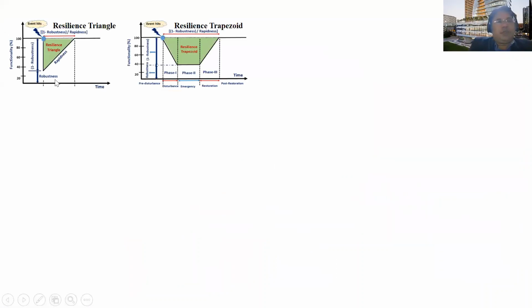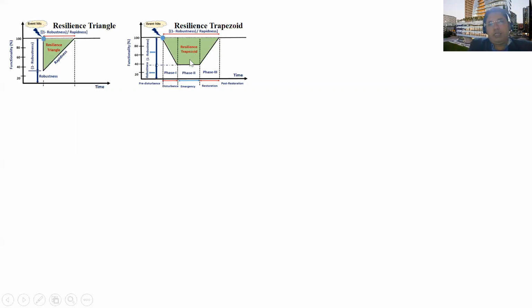Moving to my next slide. Several authors have developed their resilience statistics in different forms, like triangular form and trapezoidal form. One author described the functionality level in terms of robustness and rapidness. Once the disaster happens at this point, it starts the degradation process. Here the robustness is decreasing, as you can see. Then the restoration process starts, and if it is faster, then the resilience will be high.